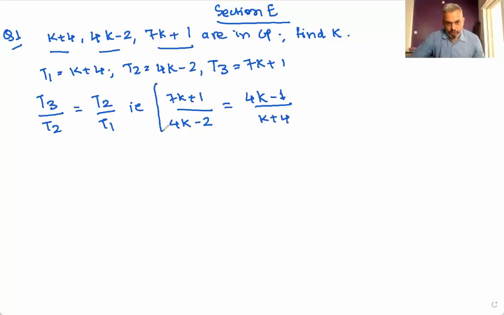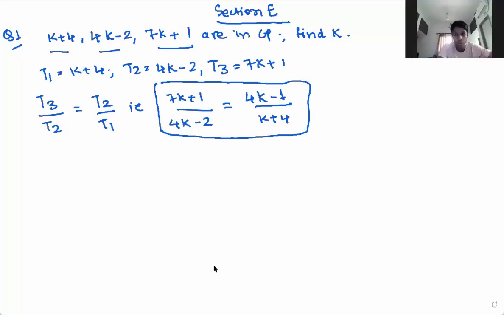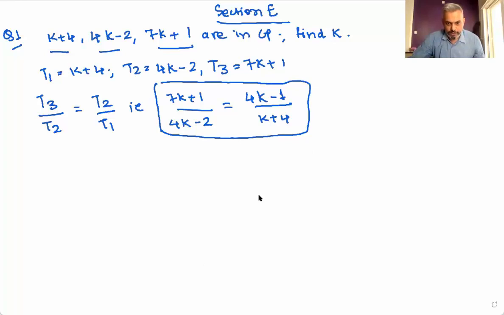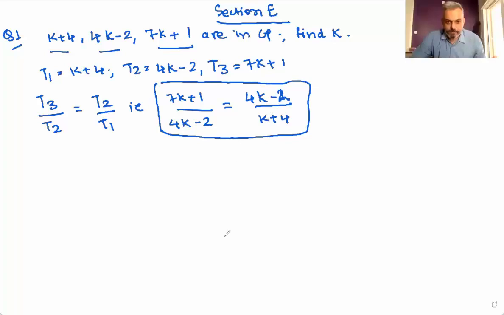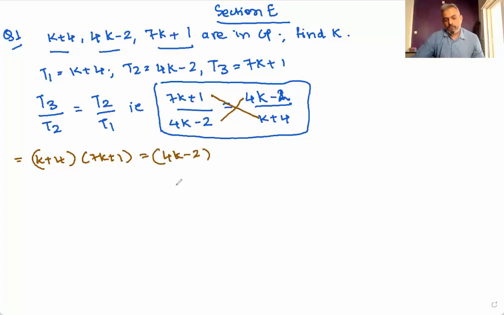Now, how do we solve this? Very simple. T2 is 4k minus 2. Okay, sorry. 4k minus 2. Now, how we will do this sum is we will go for cross multiplication. Cross multiply. So what you get is k plus 4 in the bracket, 7k plus 1 is equal to 4k minus 2 the whole square.